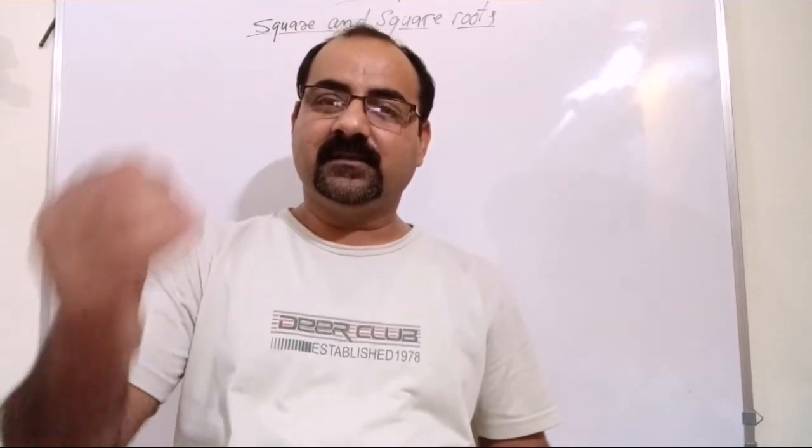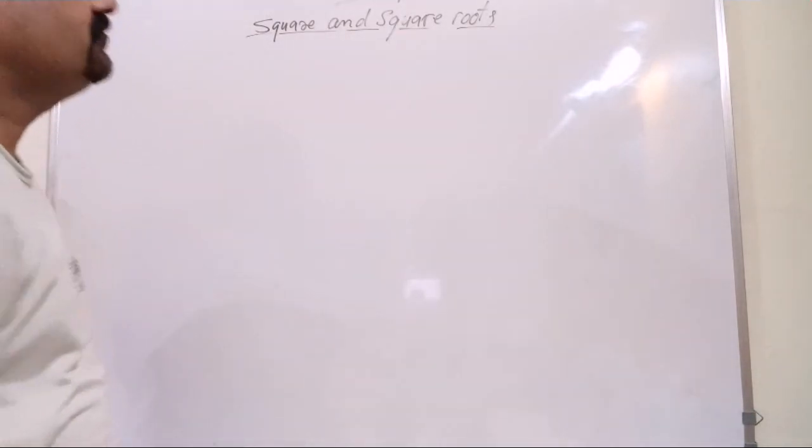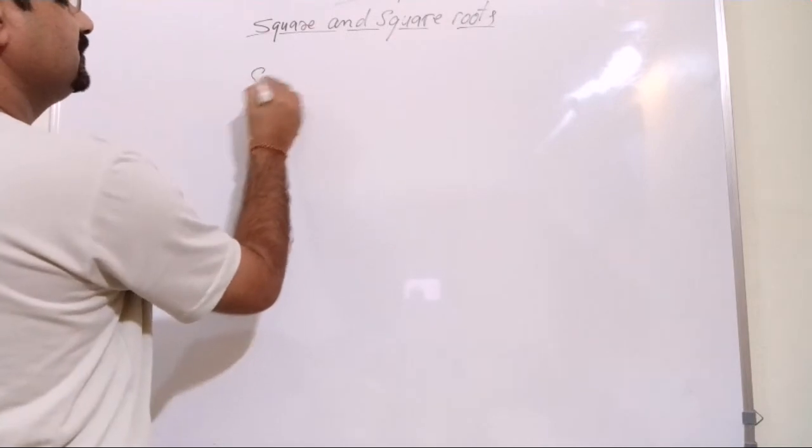Now what is square root? Square root means when we divide the number by itself, this is the square root. This is the simple way. Now how to find the square? Let me take one example. This is class 8, right beta? Square and square root.